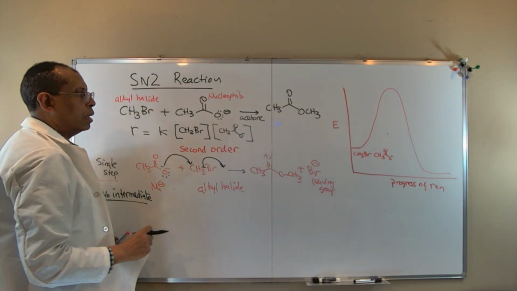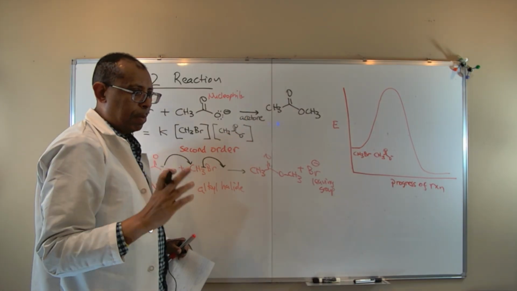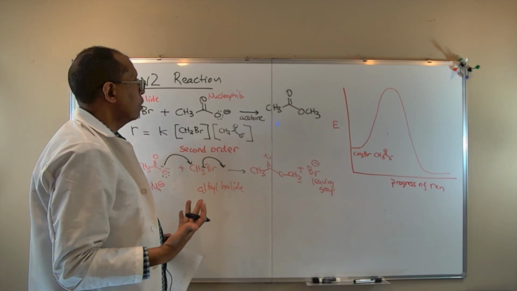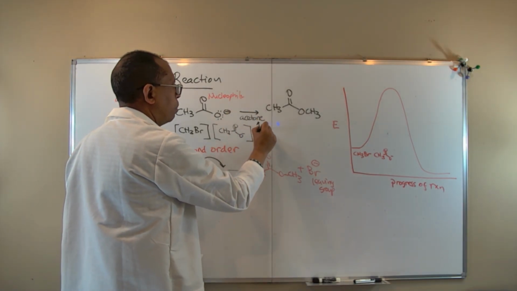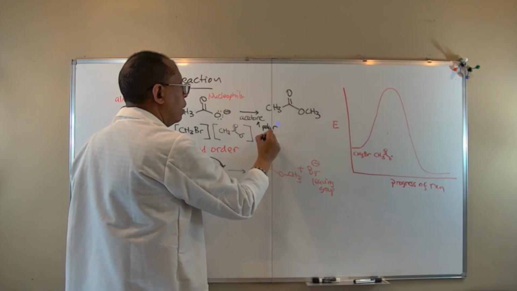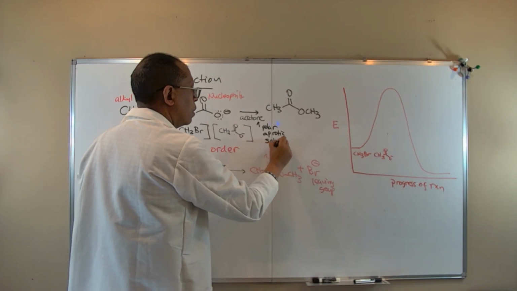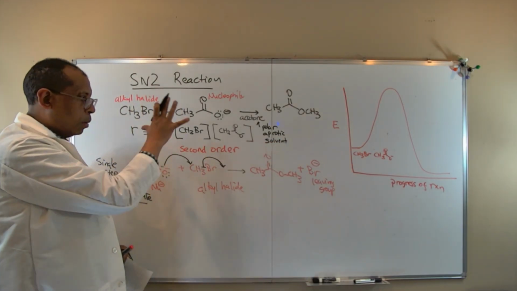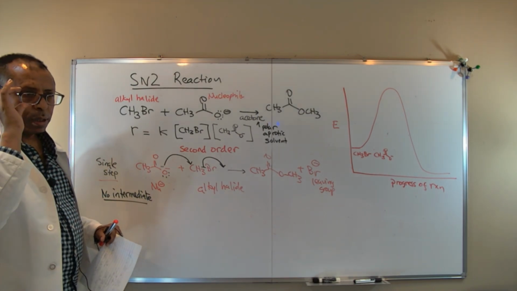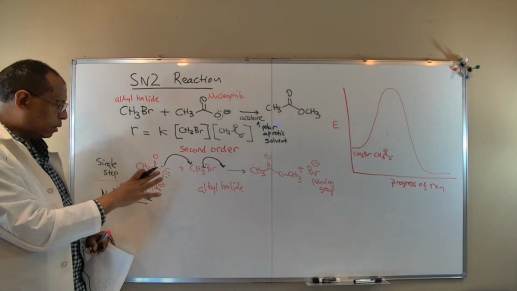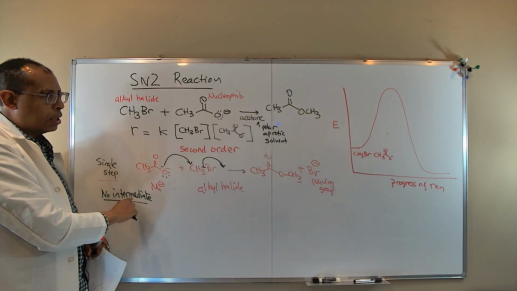No intermediate. Remember also the solvent, I used a polar aprotic solvent. Acetone is also a polar aprotic solvent. So remember, all these conditions are true for any SN2 reaction. That's why I'm giving you everything in one example. So it's a single step, no intermediate.